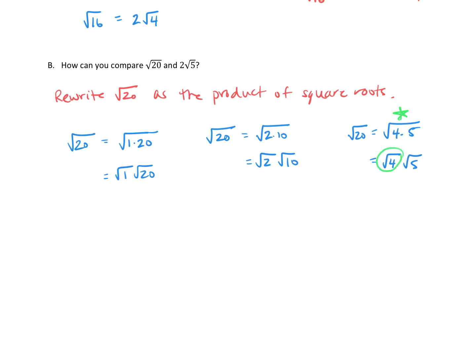We know what the square root of 4 is. The square root of 4 is 2. So the square root of 20 is equal to 2 times the square root of 5. Those are equivalent statements. And that's how it compares.